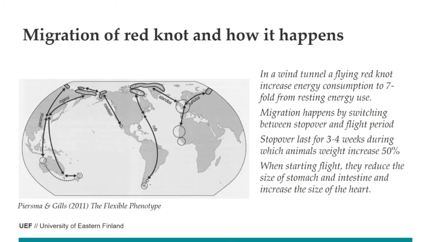They increase the size of the heart, so they have more blood flow in their blood vessels, and that means there is more oxygen available for the muscles, and that makes the flying possible. That means that it's not just the organs, even the animal shape can change when they are, for example, migrating.